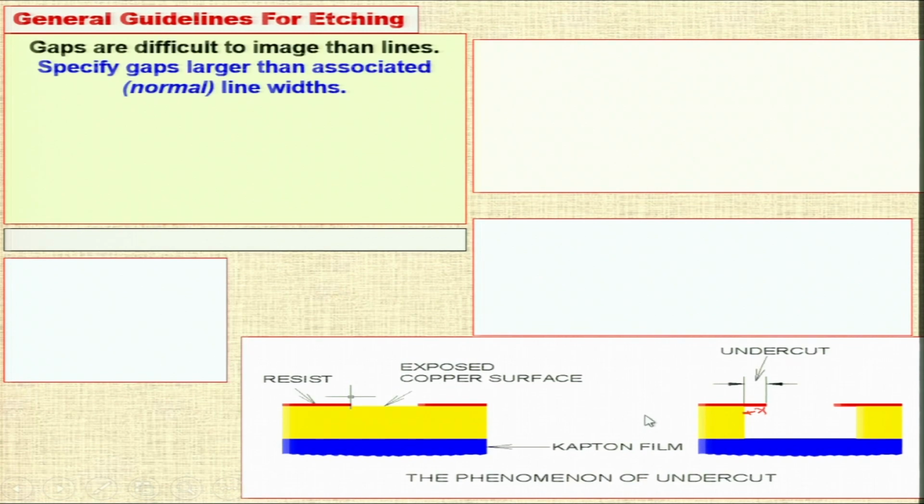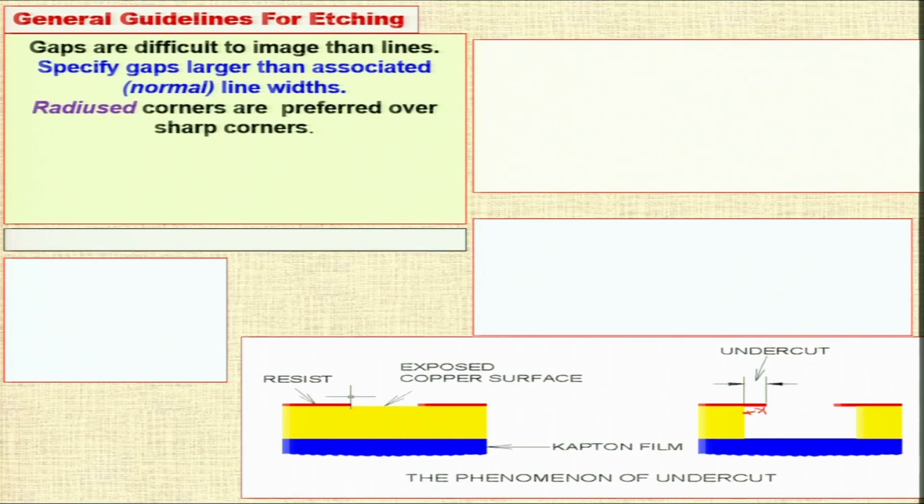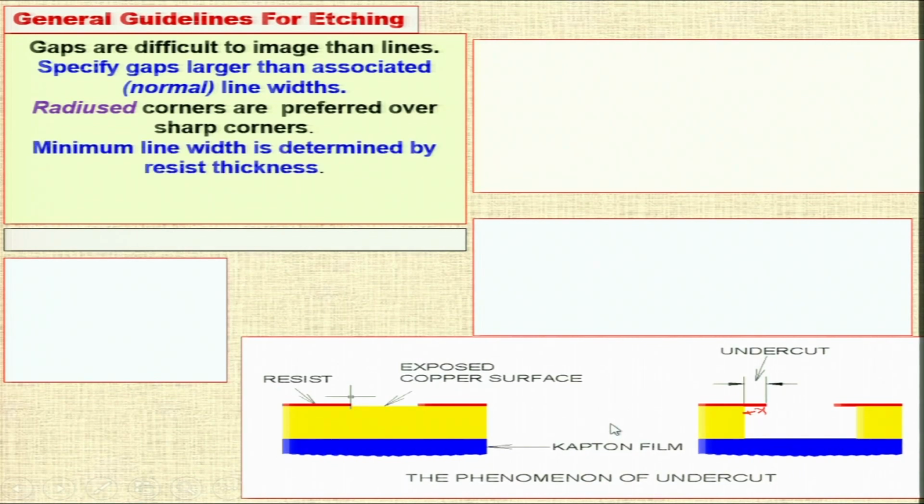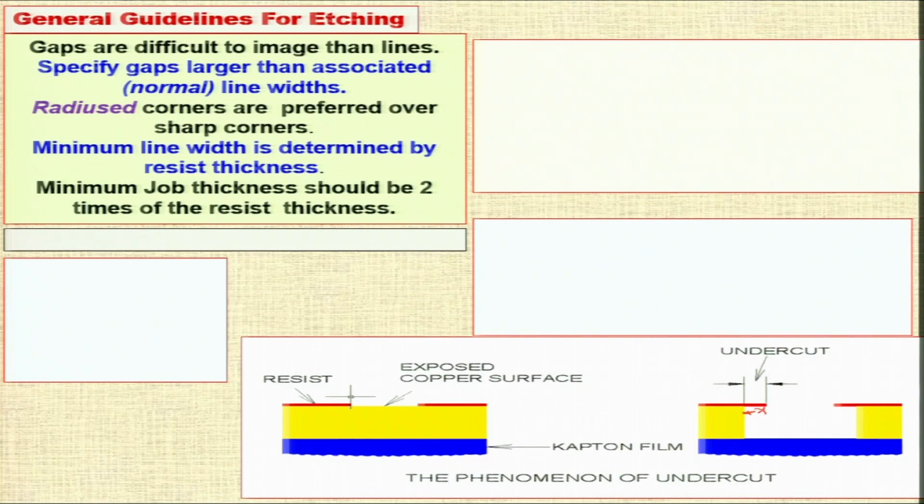General guidelines for etching: gaps are more difficult to image than lines. Specify gaps larger than the associated or normal line width. Radiused corners are preferred over sharp corners, because in this process you cannot prepare a sharp corner. They have to be radiused, whether inner corner or outer corner. Minimum line width is determined by resist thickness. Minimum job thickness should be 2 times the resist thickness. This is very important to note while designing the resist for the purpose.